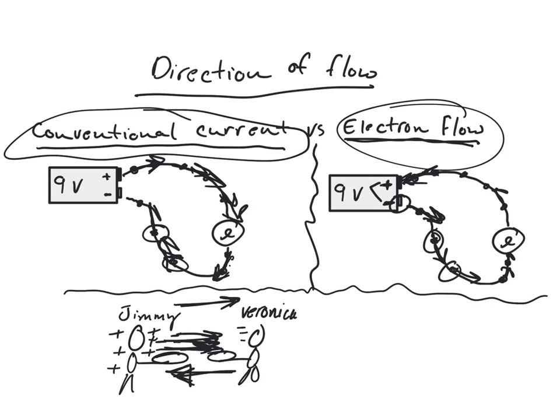From here on out, we will be using the conventional current, or the fact that the current flows from positive to negative, and as it flows through your light bulb, it should cause it to light up.